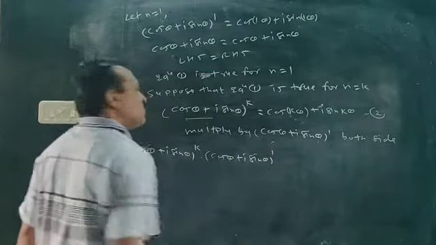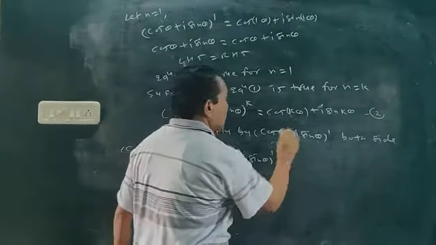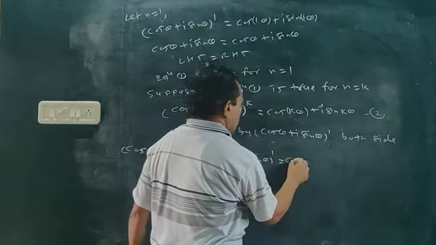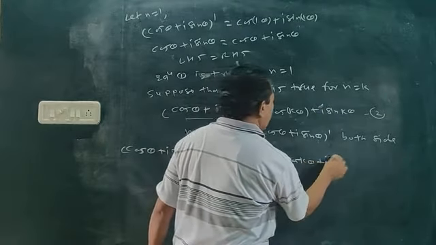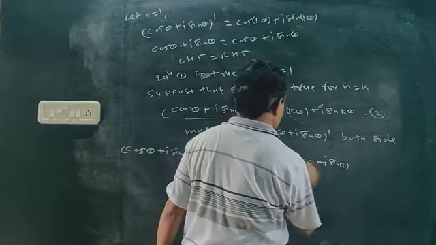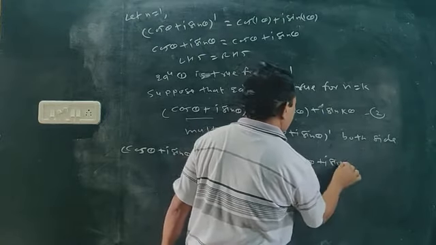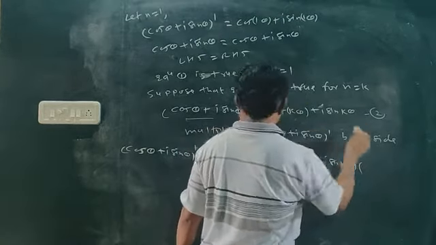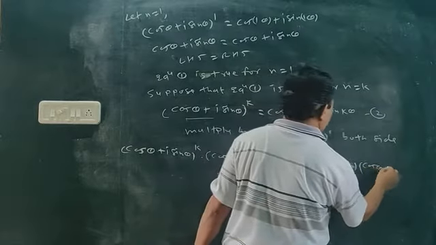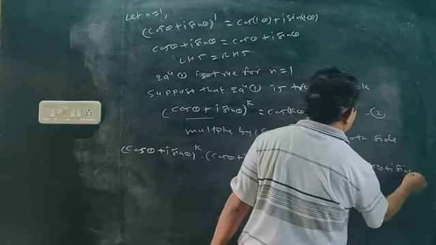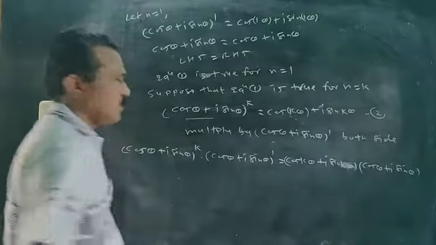Okay, nothing is 1 power. Also the right side: cos k theta plus I sin k theta, into this cos theta plus I sin theta. So multiply this by the same quantity on both sides.